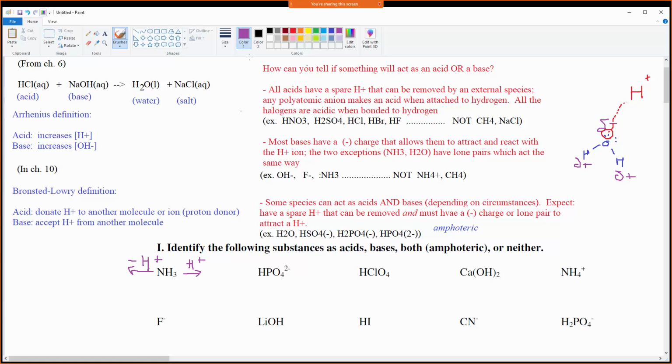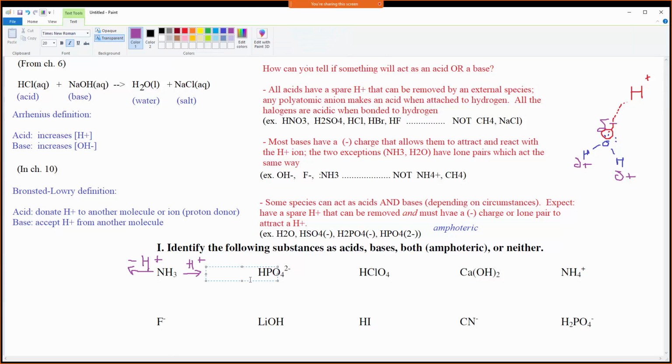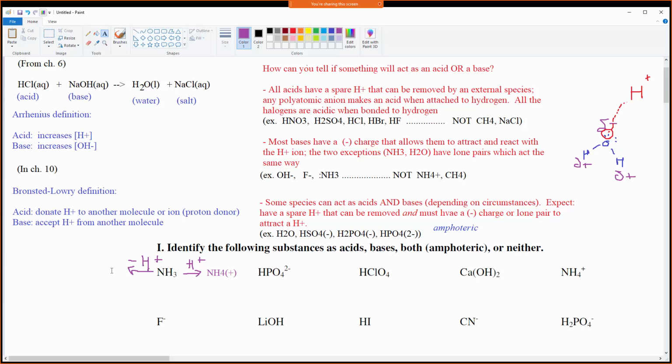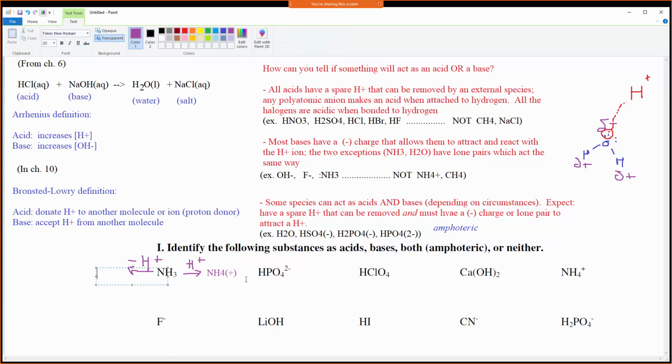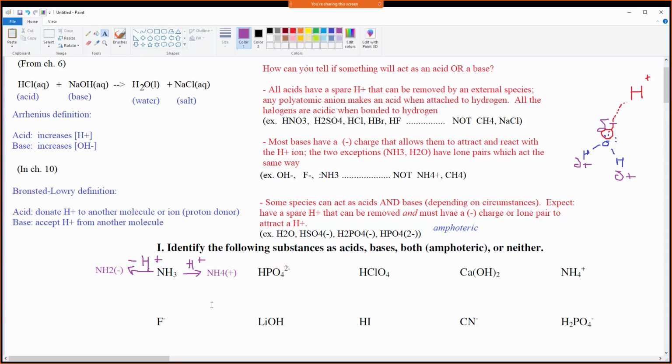Okay, let's see. If I pick up a hydrogen with a positive charge, then I won't have 3 anymore, I'll have 4, right? So I'll be NH4 with a positive charge. If I remove a hydrogen with a positive charge, then I won't have 3, I'll have 2, NH2. And since I removed a positive charge, I'll have a negative charge. And if you're not sure, this is just a really handy way to look at this and say, okay, which of these appears reasonable, or do they both appear reasonable?